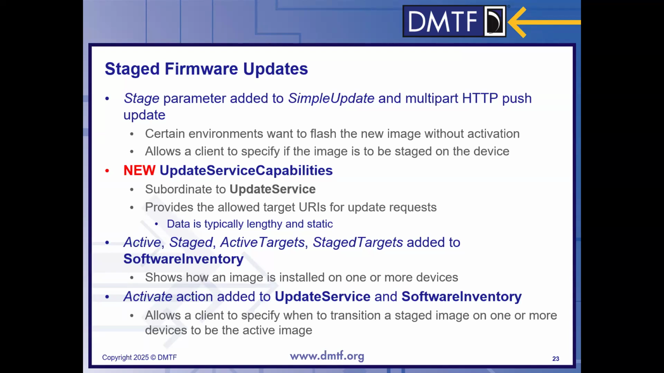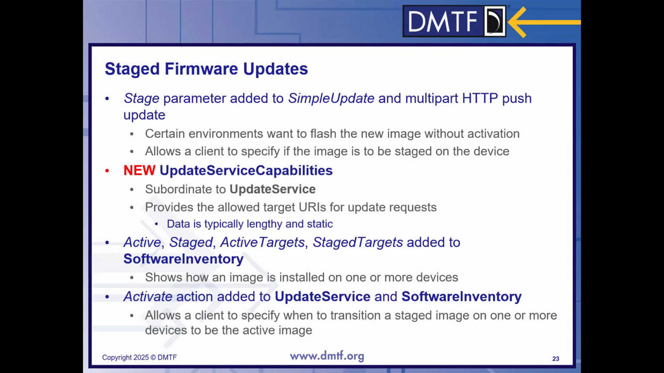So the implementation consists of adding a stage parameter to our simple update and multi-part HTTP push update processes in our firmware update process for Redfish. As I said, certain environments want to flash the new image without activating it immediately. And so the stage parameter lets a client specify whether the piece of firmware that's being flashed down to a device should be activated immediately or whether it should be just put down there and into a ready state.